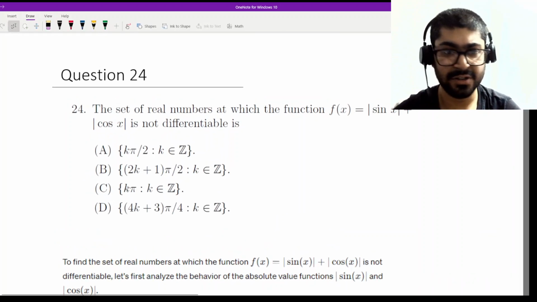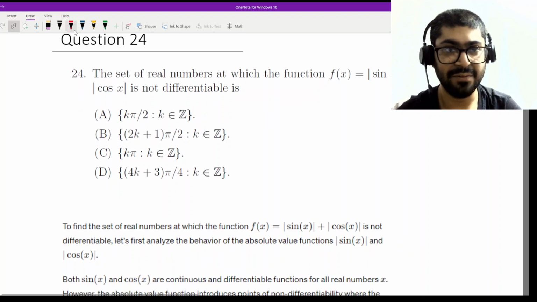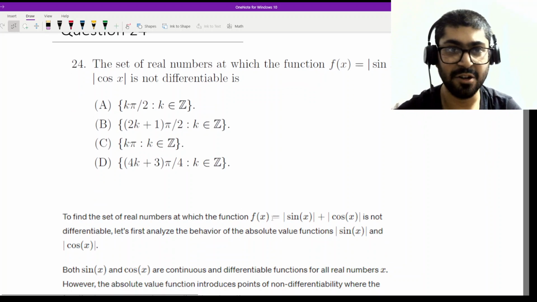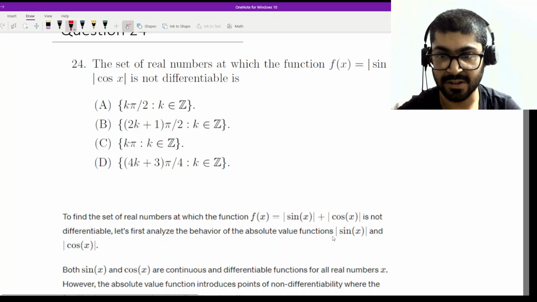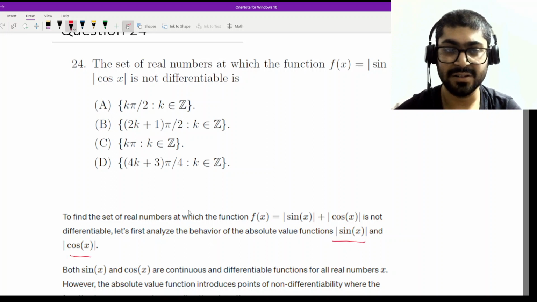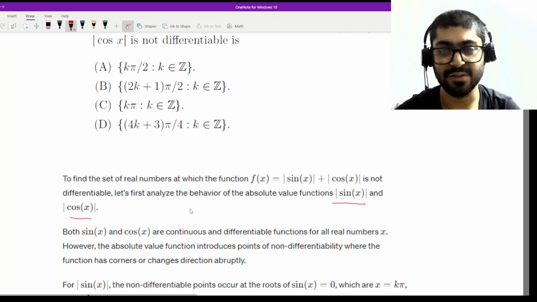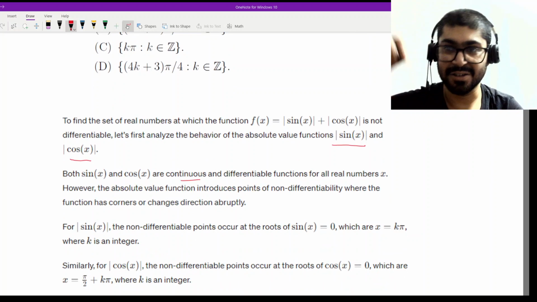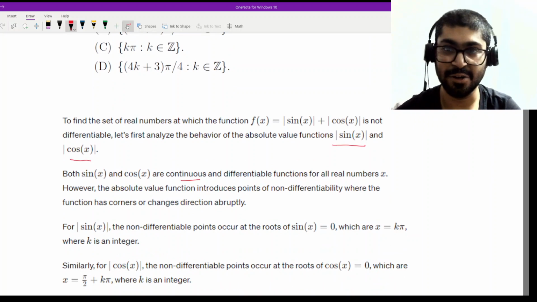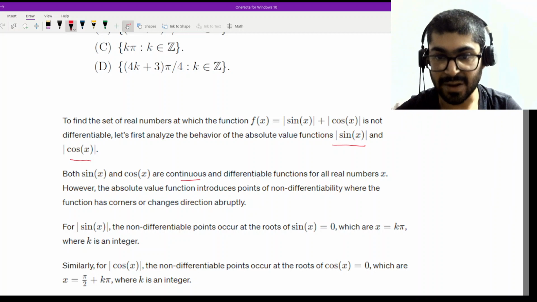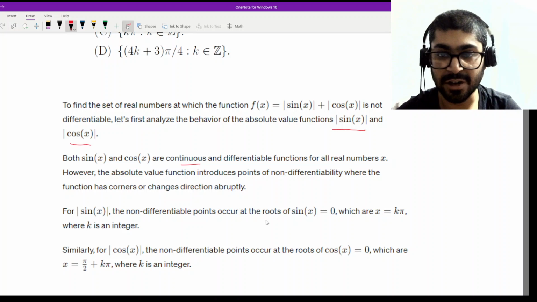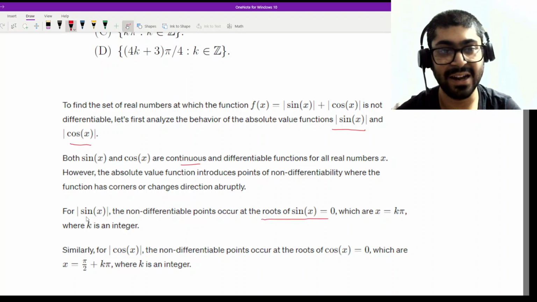to find the set of numbers at which f(x) equals mod sin x plus mod cos x is not differentiable, we have to analyze the behavior of the absolute value functions mod sin x and mod cos x. Let us do them separately. sin x and cos x are differentiable functions for all real numbers. They are continuous functions because you can draw them without lifting up your pen. Just draw the wavy function, it will be sin x, and draw another one out of phase, it will be cos x. But for mod of sin x, the non-differentiable points occur at all the roots of sin x equal to 0, because the function does not get defined there. So it becomes a sharp turn.